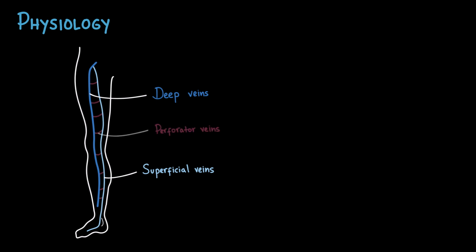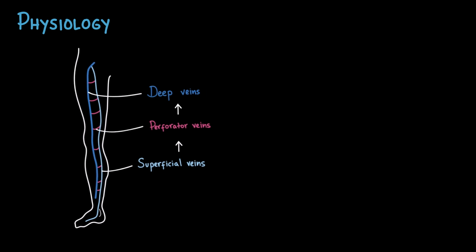And finally, we have the perforator veins. These small veins are essential because they connect the superficial system to the deep system. So, under normal conditions, blood flows only in a one-way direction, from the superficial veins, through the perforators, into the deep veins, and finally back to the heart.